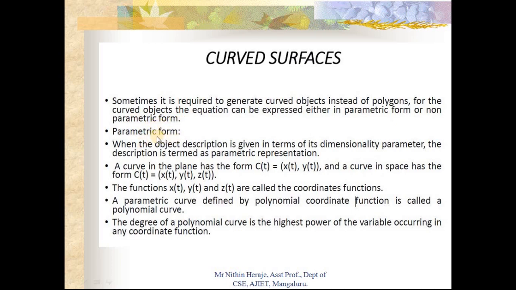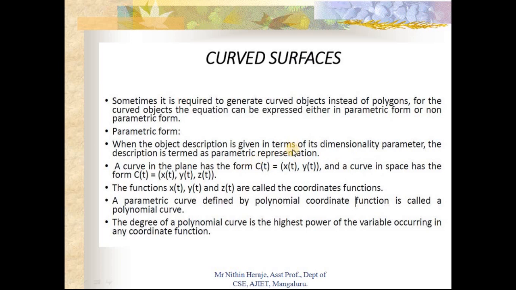Parametric form is when the object description is given by the dimensionality parameter, then it is called parametric form. It's something like this: the curve C(t) is equal to x(t), y(t), where x and y are the coordinates, and x of t, y of t is the coordinate function.